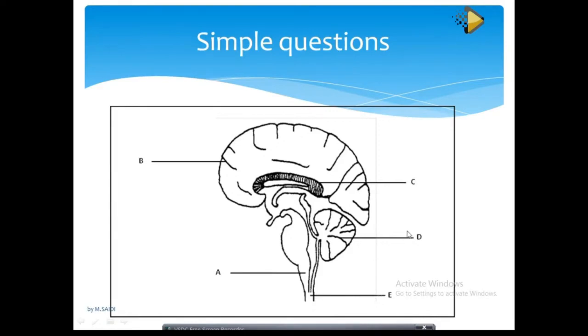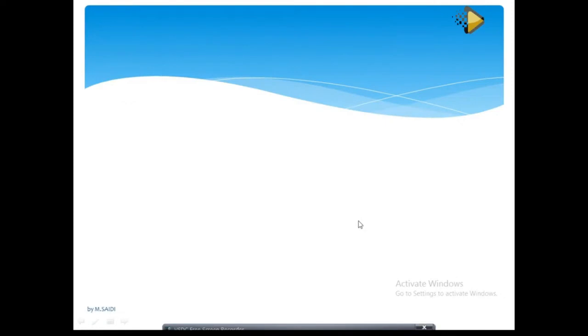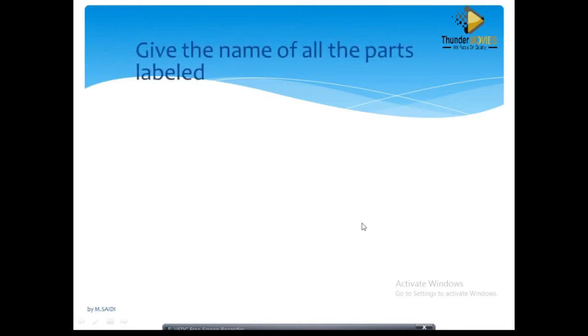You have to know those functions, so that at least you have tried to master the brain. If you can't remember, then check up with your cerebrum. Give the name and the part labeled. We have seen the parts.